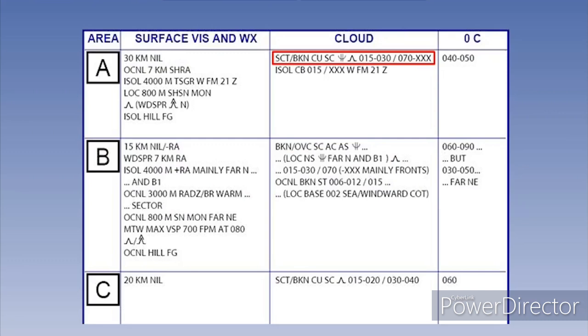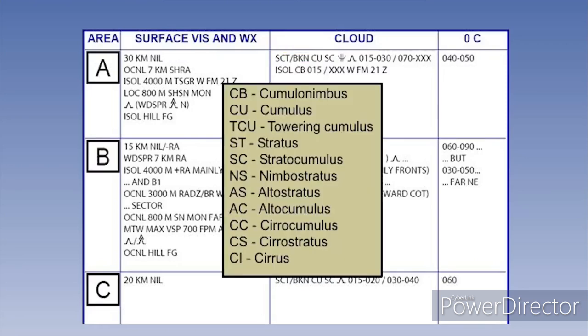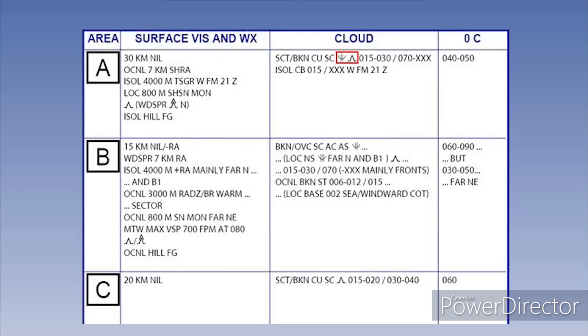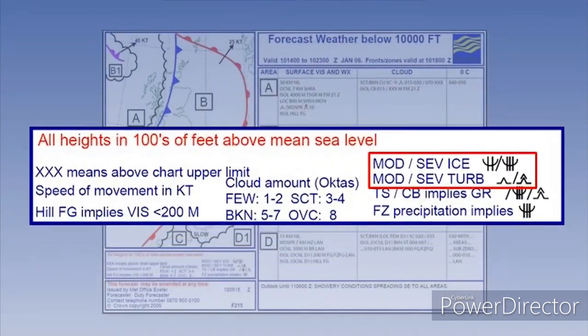The second column of information on the chart relates to the forecast cloud and associated weather hazard. Similarly with the surface visibility and weather, the first line of the cloud forecast is the general cloud condition for the area, with variations detailed in the following lines of text. The first element in the forecast is always the cloud amount expressed as few, scattered, broken, or overcast. Next follows the type of cloud, using the standard cloud abbreviations which are shown here. Following the cloud type is the icing and/or turbulence hazard. The codes for these are shown in the legend to remind you.